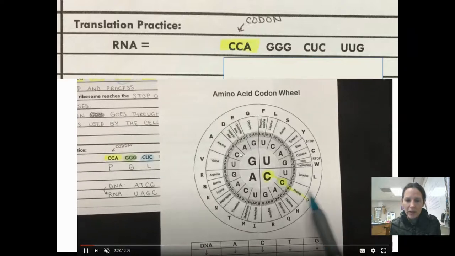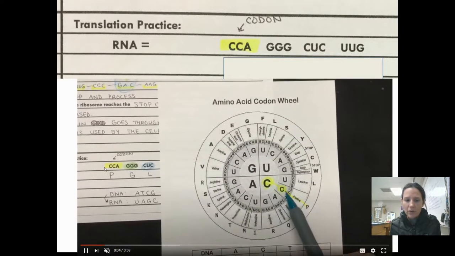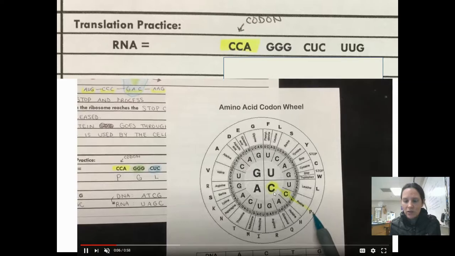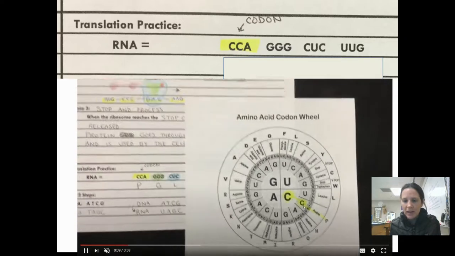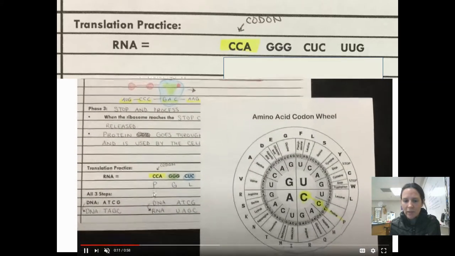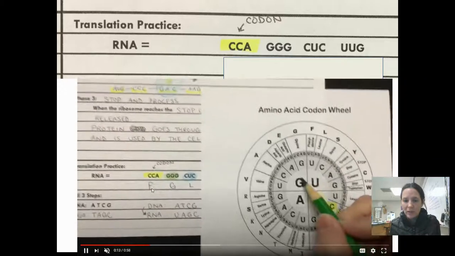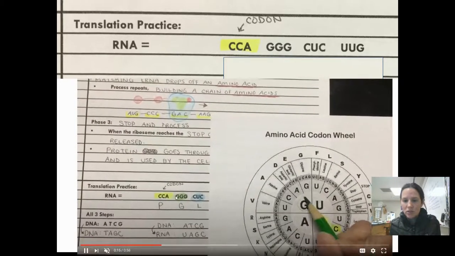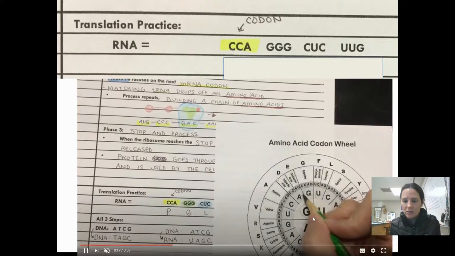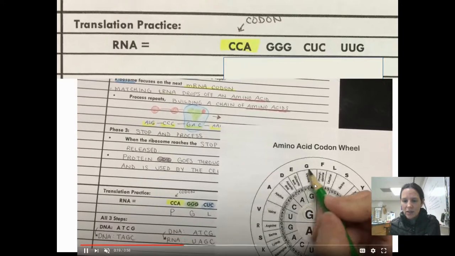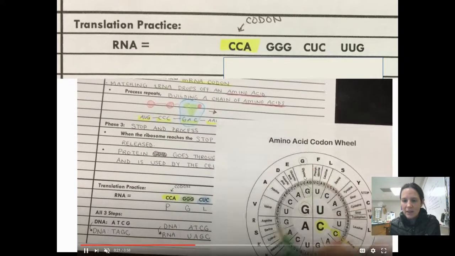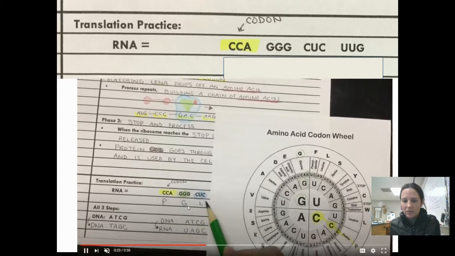So here's your amino acid codon wheel, and our first codon is CCA. So if we follow that down from the center, CCA leads to proline. So I would write in P for proline. Whoa, I'm getting dizzy. The next one is GGG. So I start at G, go to the next G, and then the third G, and that leads me to glycine, which I abbreviate G.